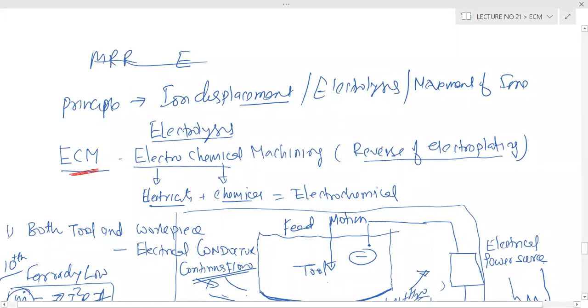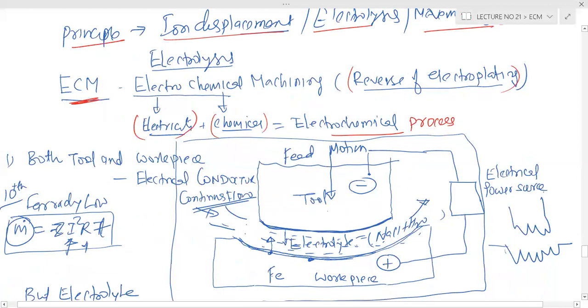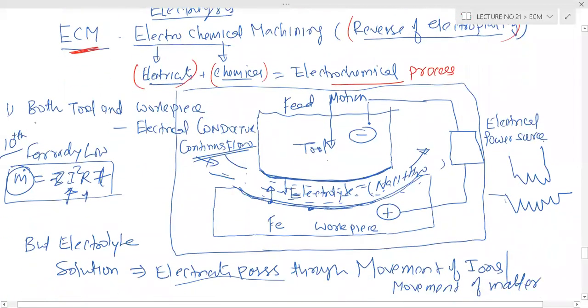ECM, electrochemical machining, is the reverse of electroplating, or we can say it is an ion displacement. This is the principle: movement of ions of the metal. Basically, it involves electricity, and the current passes through the tool and the workpiece, and you need a chemical electrolyte. So it is an electrochemical process. Both tool and workpiece must be conductors of electricity, otherwise how will this electric current flow?